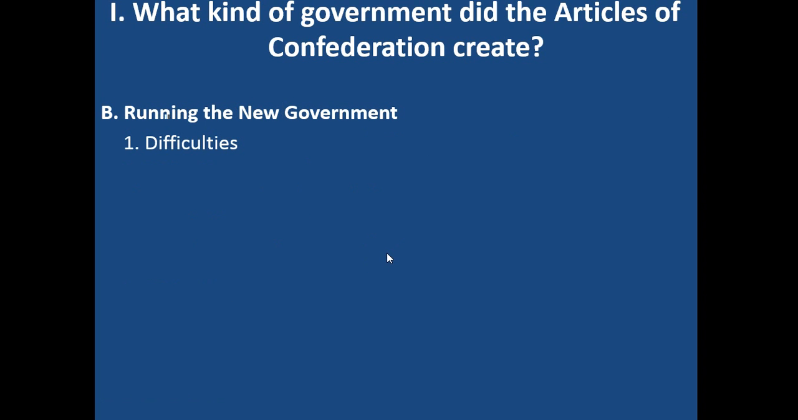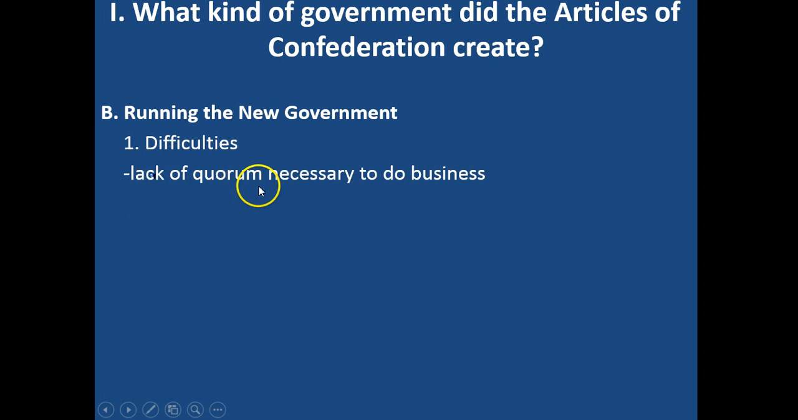Running the new government was very difficult in some cases because the 13 colonies often did not come together very well in order to reach consensus on decisions, and many of the times they didn't even have a quorum necessary to do business. A quorum is the necessary number of people that are supposed to be there. If you have 13 colonies, quorum is like half plus one, and often representatives didn't meet together or couldn't make it to the meetings or whatever it might be, and so they couldn't actually do much.